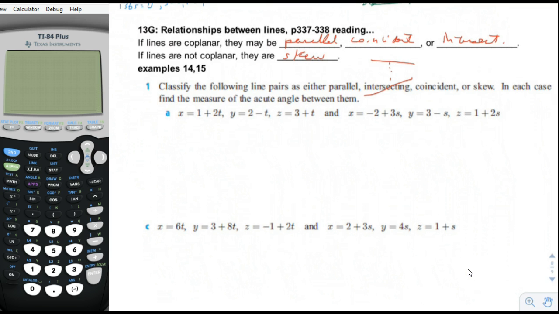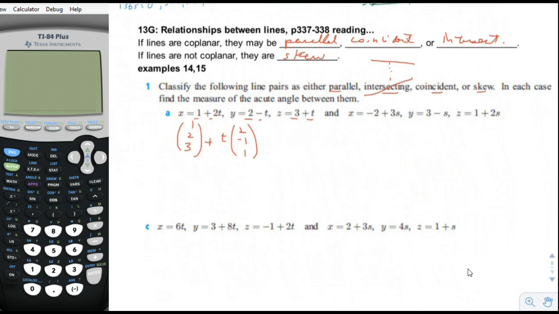Okay. So here we're going to classify the following lines as parallel, intersecting, coincident, or skew. In each case, find the measure of the acute angle between them. So what we're going to do first is figure out the direction vector. We have the position vector, which is 1, 2, 3, and then the direction vector, which is 2, -1, 1.